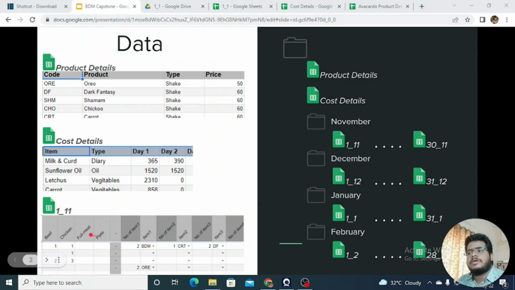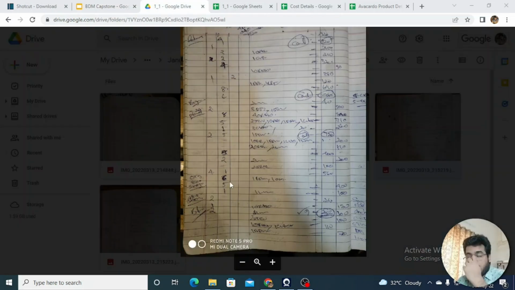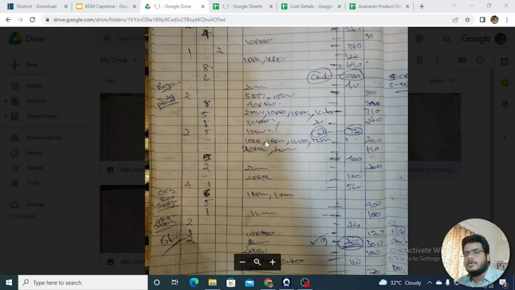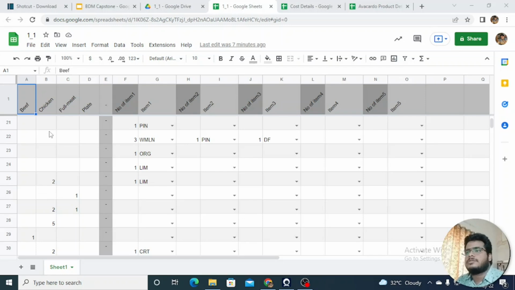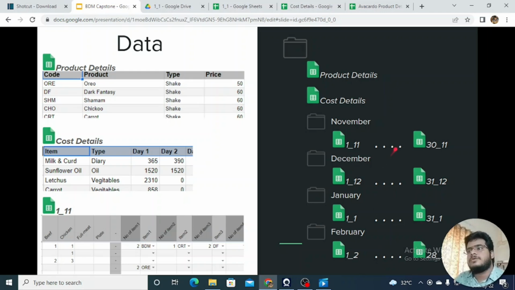The next kind of data that we have is the daily sales data for every day. Actually, he used to write down every order that he receives in a particular book, so that part was easy for me. I just had to type them into a Google Sheet. So this is how the sales page looks. Each line is a different order, and for example, the first order that he received on January 1st was 2 Oreo shakes. The 25th order was 2 chicken shawarmas and 1 lime juice, which were ordered together in a single order. I entered these data into Google Sheets and organized them in this particular manner.